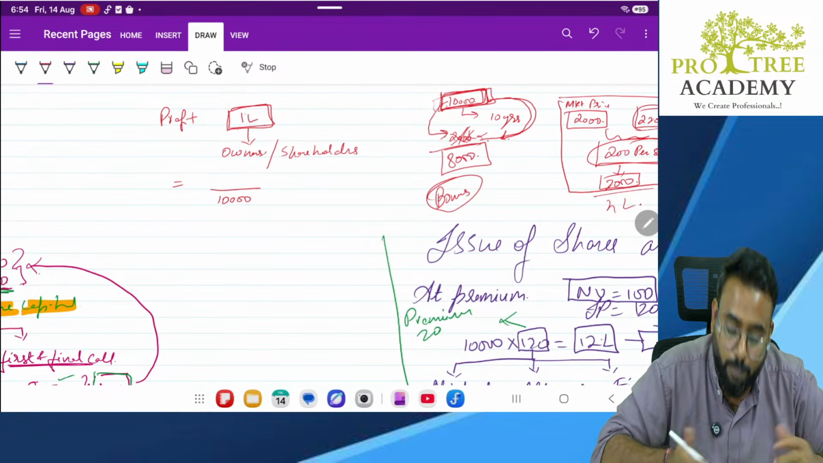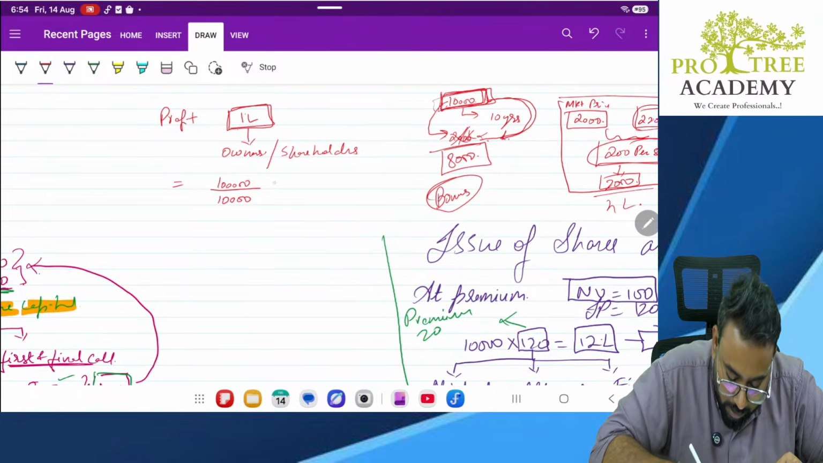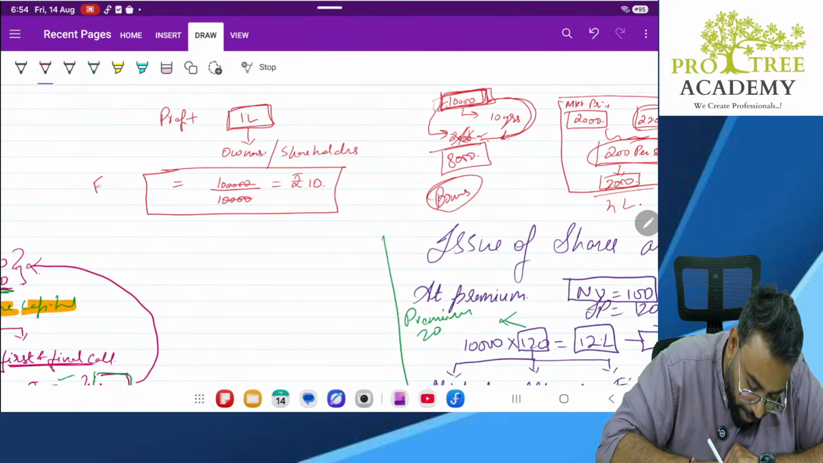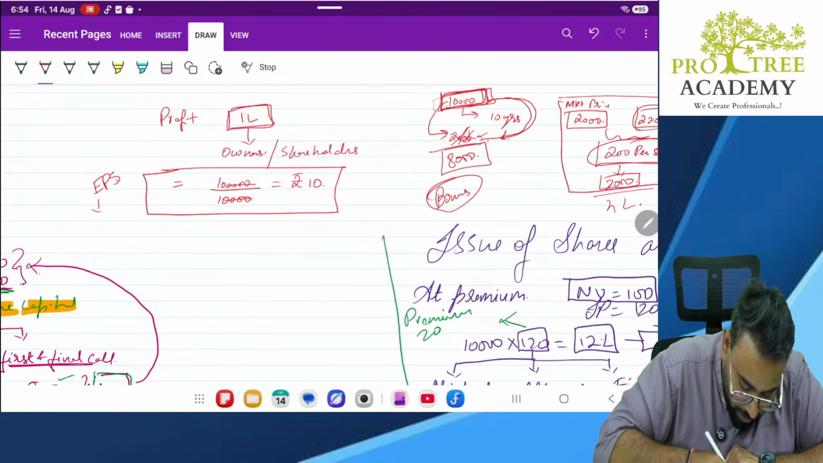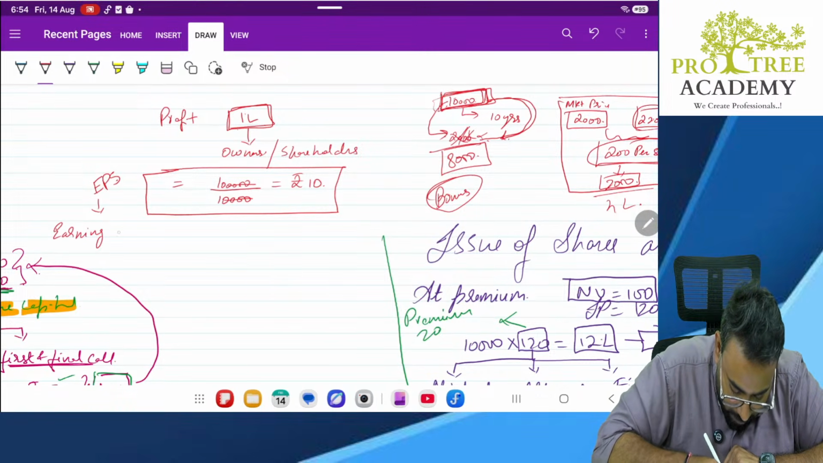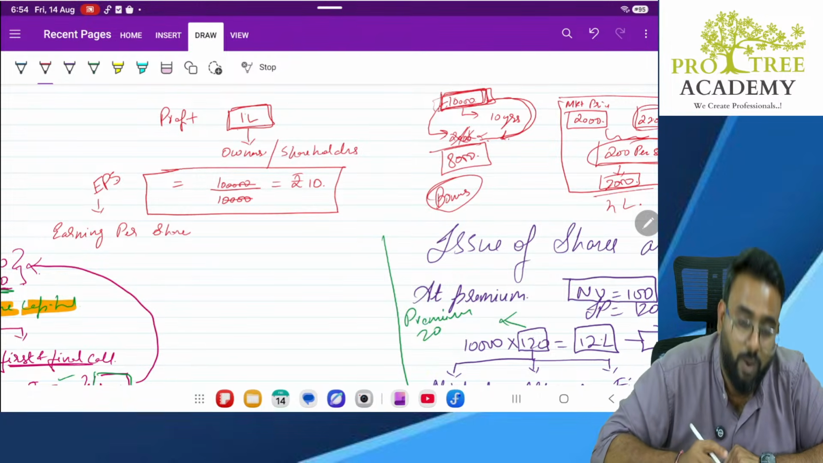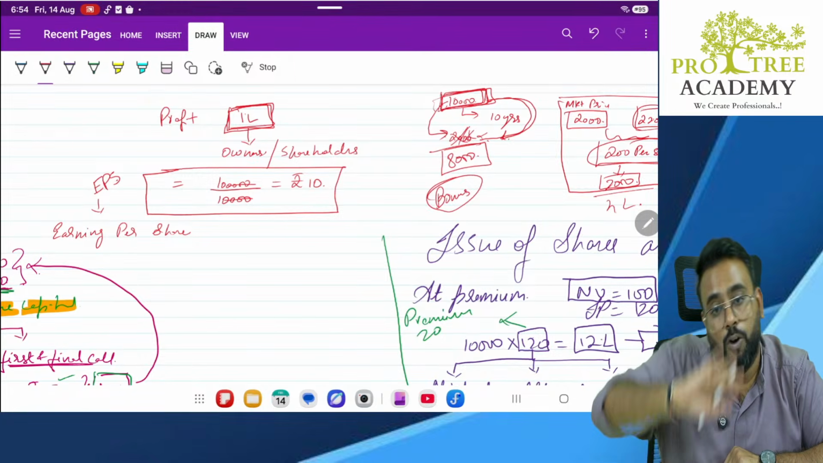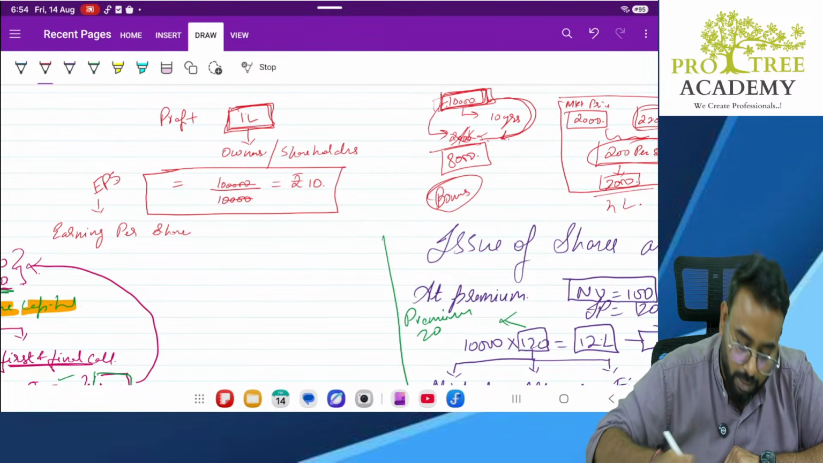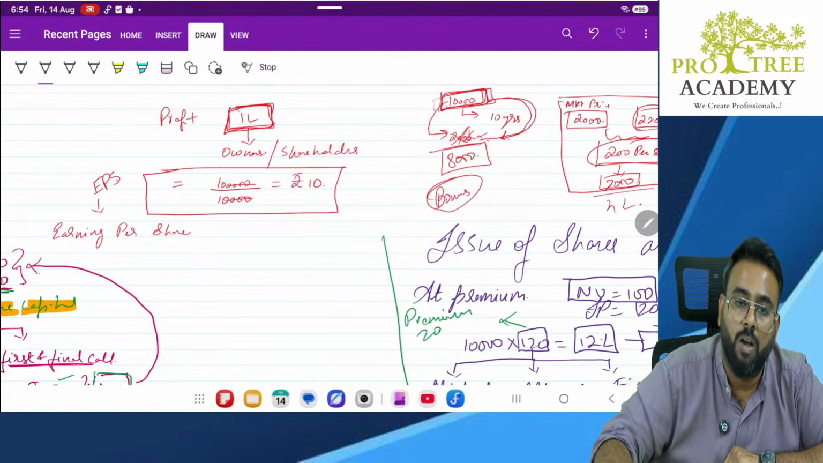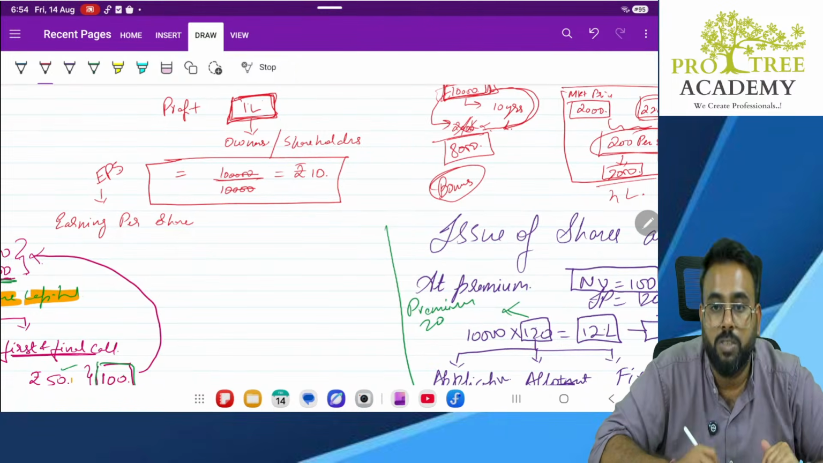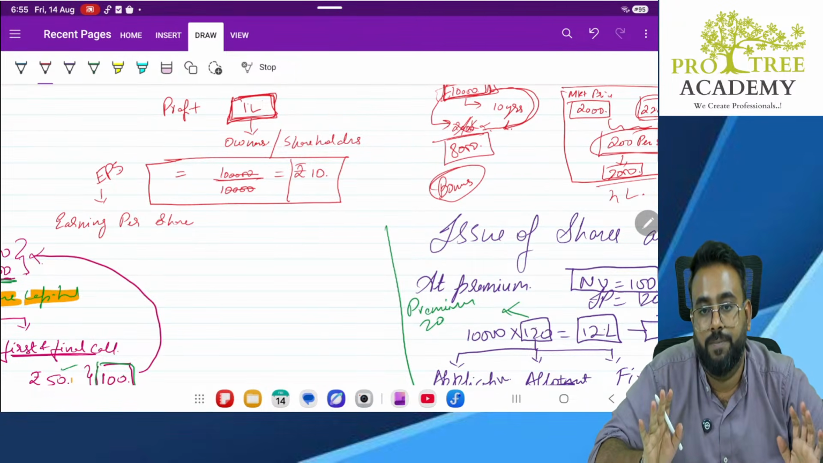So, for each share, how much is the profit? Sir, the profit is rupees 10. This is called EPS, earning per share. What is your total earning? Sir, my total earning is 1 lakh. It is for how many shares? For all the shares, sir, because this 1 lakh belongs to all the owners. What is the earning per share? 1 lakh divided by 10,000, so earning per share is 10 rupees.